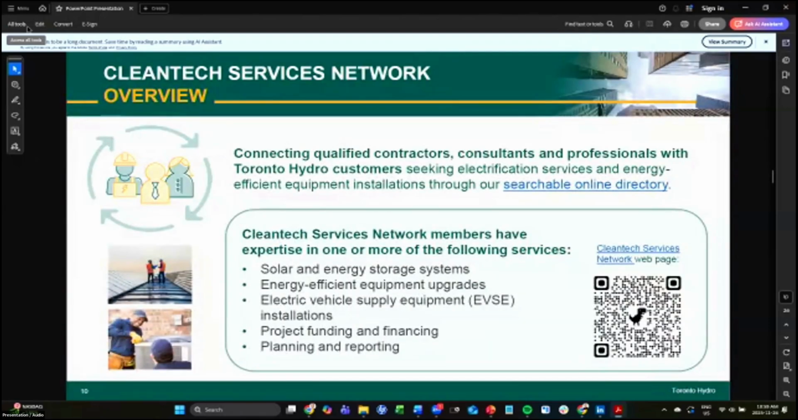We also launched our clean tech directory. The purpose of this is to help customers, if they don't have someone already in mind to actually implement the projects, they can go to our website and we have a list, and it's filterable and searchable, of the different types of customers, such as solar installers, heat pump installers, consultants, and so forth.